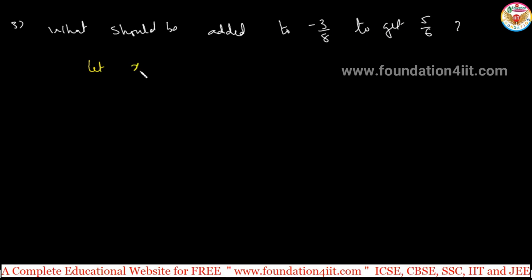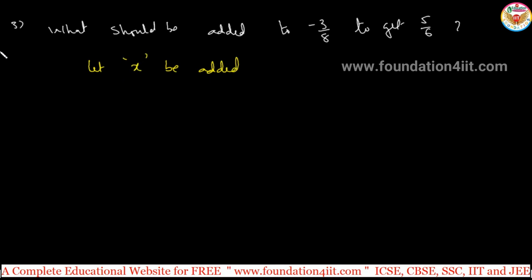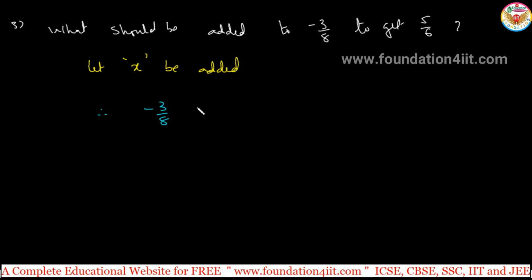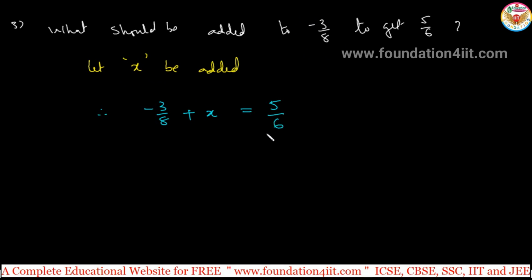Let x be added. What should be added means, I am taking some number, there is a rational number x. x should be added to get 5 by 6. Then we can write like this: minus 3 by 8. What should be added to minus 3 by 8, right? So minus 3 by 8 plus what we should add? I should add x to get, so what we should get by adding this is 5 by 6.